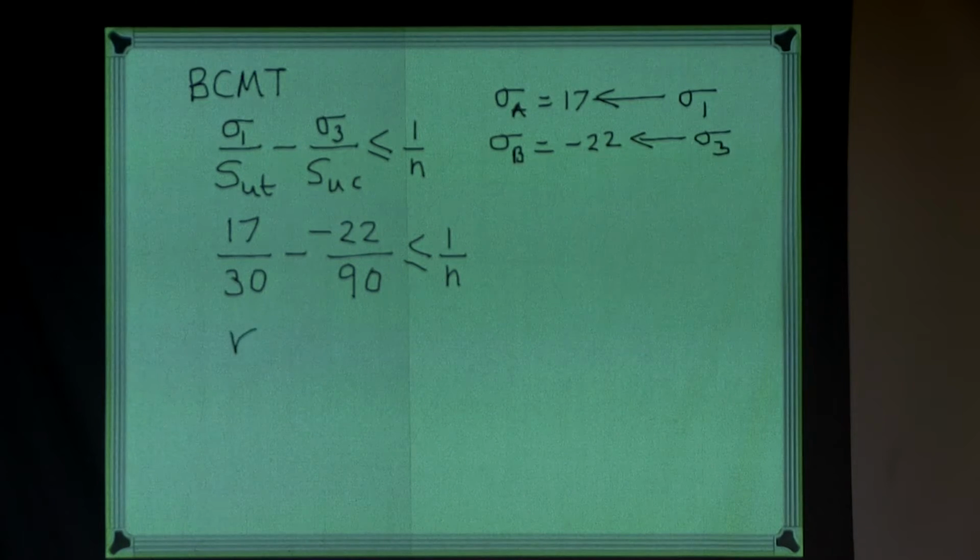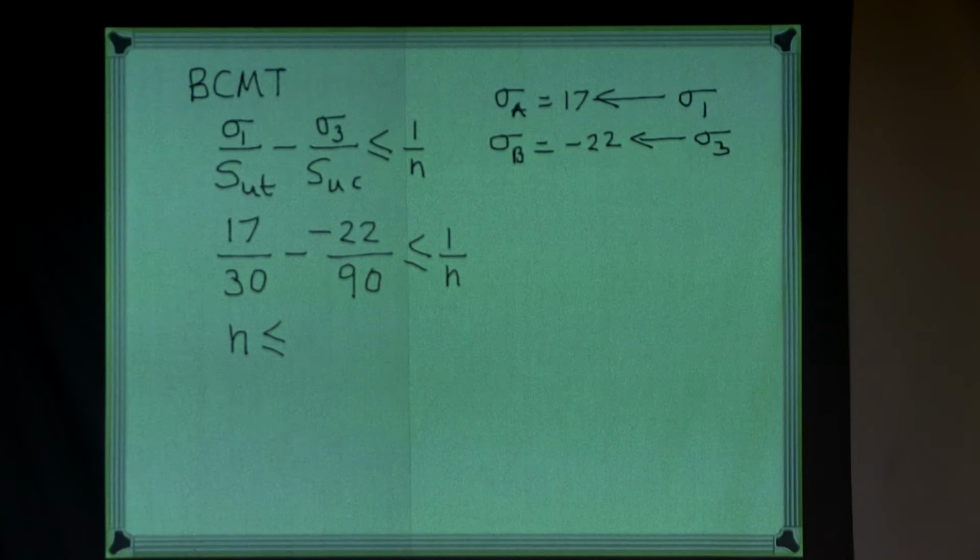N should be less than or equal to, let's do the math. And what do you think? Because the question was, is it safe at 1.5? The answer was no. So the implication is that the safety factor is less than 1.5. And let's see if that's the case.